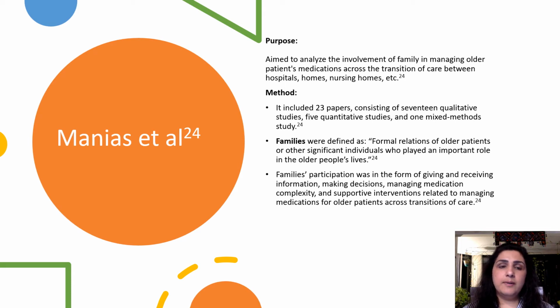The methods here: it was a systematic review and included 23 papers consisting of 17 qualitative studies, 5 quantitative studies, and 1 mixed method study. Families were defined as former relations of older patients or other significant individuals who played an important role in older patients' lives. And families' participation was in the form of giving and receiving information about the medications, making decisions, managing medication complexity, and supportive interventions related to managing medications for older patients across the transition of care.